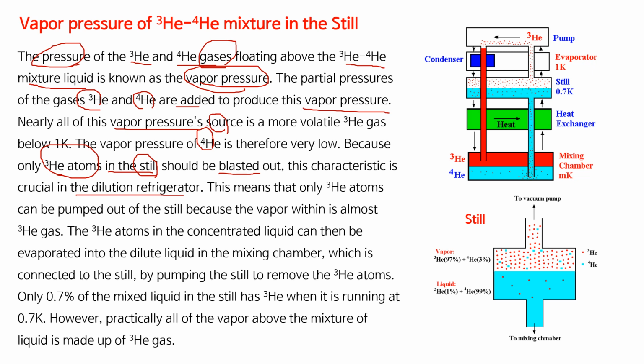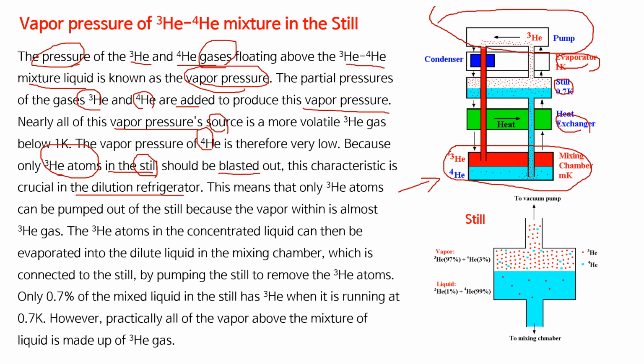Let's see this figure. This is the mixing chamber, and the mixing chamber is connected with the heat exchanger and the still. And above the still, we have the evaporator, and at room temperature, the pump is here. Okay.